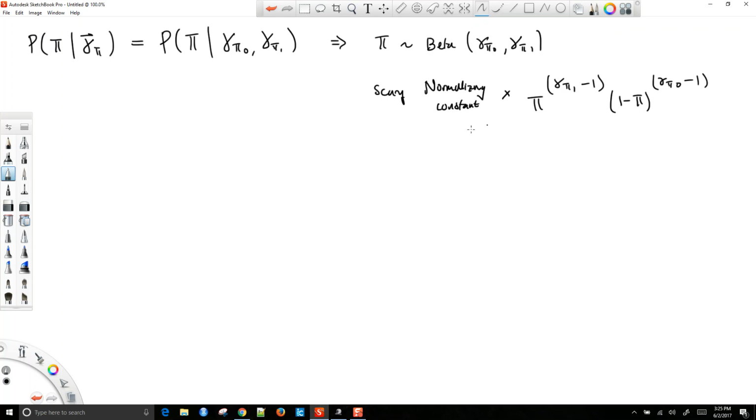Okay, so what we have is the PDF for pi given gamma pi 0 and gamma pi 1 is equal to some constant times pi raised to the gamma pi 1 minus 1 and 1 minus pi to the gamma pi 0 minus 1. Or we can just say it is proportional to all of this.